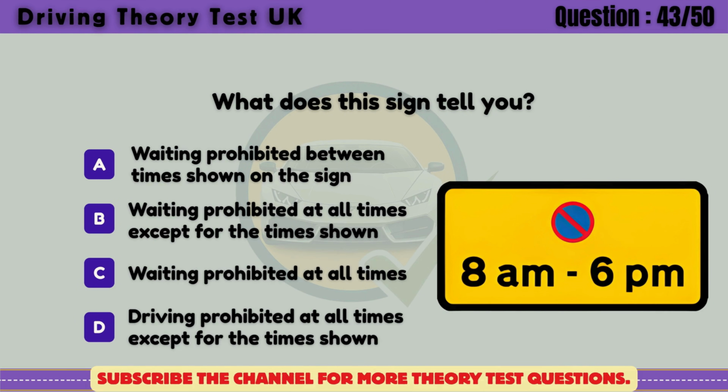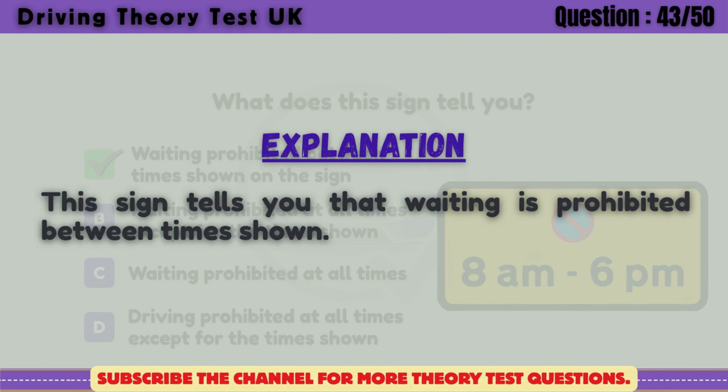Question 43. What does this sign tell you? Option A. Waiting prohibited between times shown on the sign. B. Waiting prohibited at all times except for the times shown. C. Waiting prohibited at all times. D. Driving prohibited at all times except for the times shown. Answer is A. Waiting prohibited between times shown on the sign. This sign tells you that waiting is prohibited between times shown.